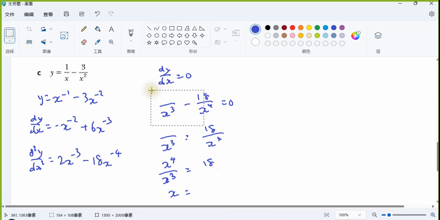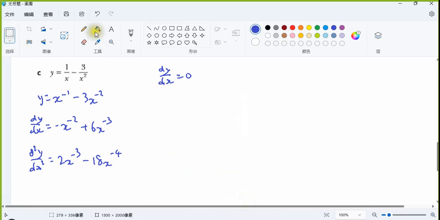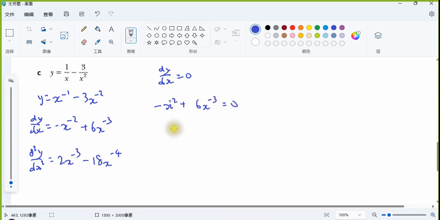dy/dx equal to 0. Well, dy/dx equal to 0 should be this: negative x squared plus 6x minus 3 equal to 0. So we have 6 over x cubed equal to 1 over x squared. So 6 equal to x cubed over x squared, when x equal to 6. That's x equal to 6.